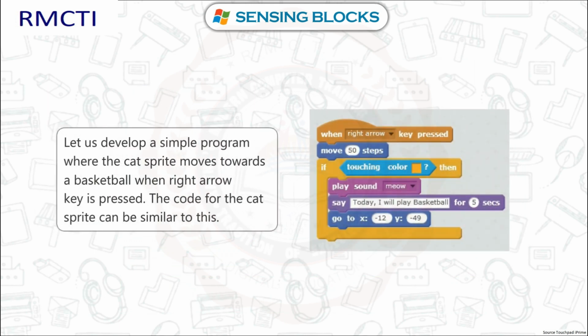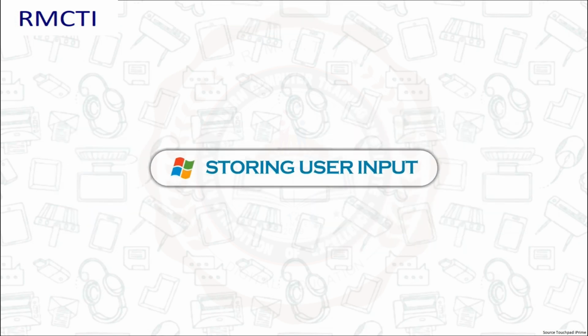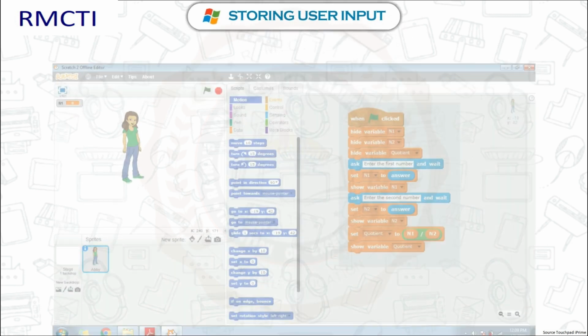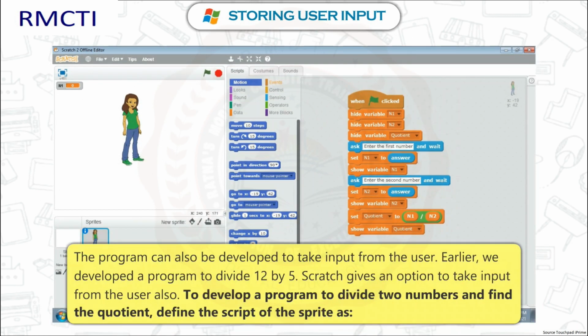Let us develop a simple program where the cat sprite moves towards a basketball when the right arrow key is pressed. The code for the cat sprite can be similar to this. Storing user input. The program can also be developed to take input from the user. Earlier, we developed a program to divide 12 by 5. Scratch gives an option to take input from the user also.